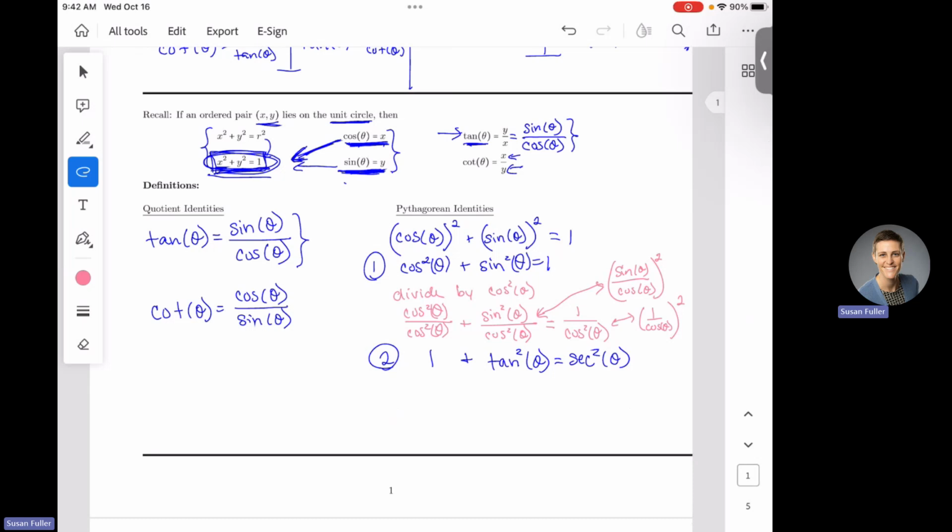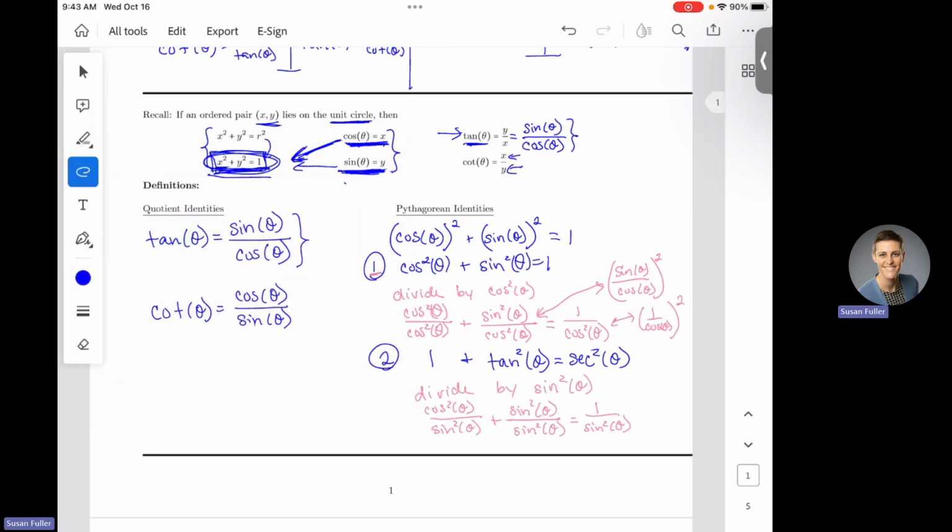And to get our third form, we're going to come back to our OG here. Instead of dividing by cosine squared, we are going to divide by sine squared. So when I take everything in that OG and divide by sine squared, I get cosine squared of theta over sine squared of theta plus sine squared of theta over sine squared of theta equals 1 over sine squared of theta.